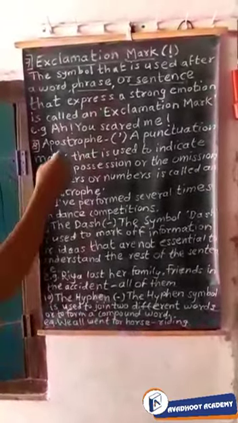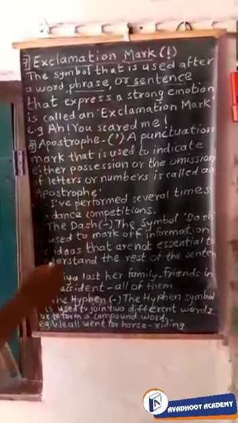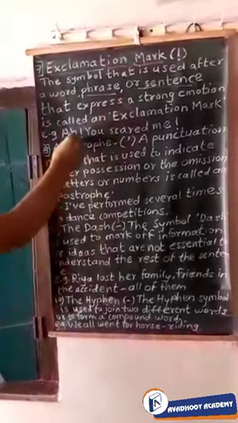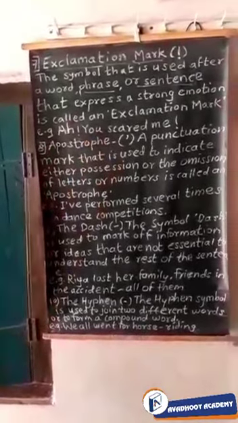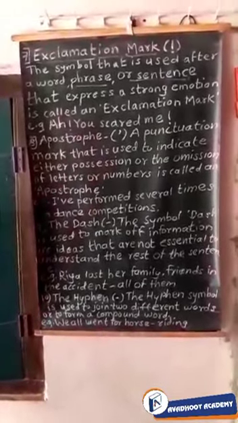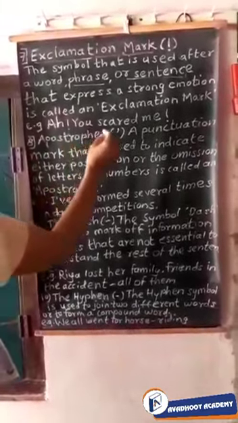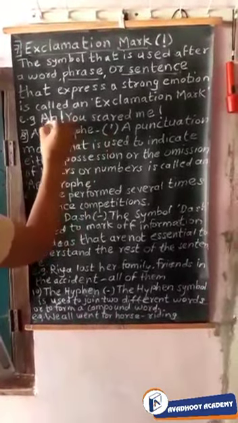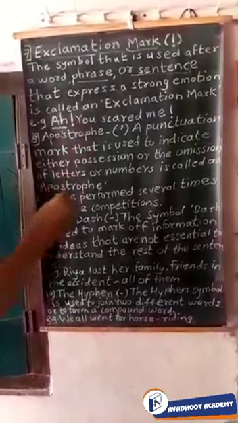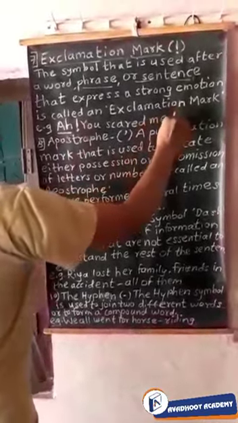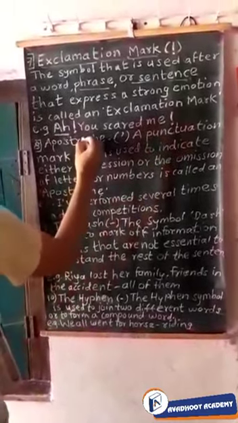And it is also called an exclamatory mark. Then for example, "You scared me!" Here there is an exclamation mark. It is an exclamatory sentence, and at the end of "you scared me" there is an exclamation mark. Now, the apostrophe.